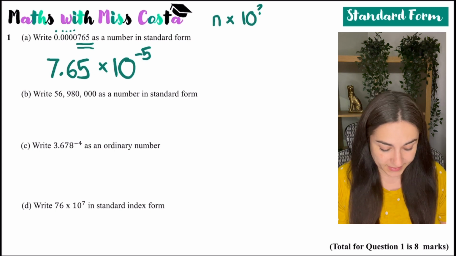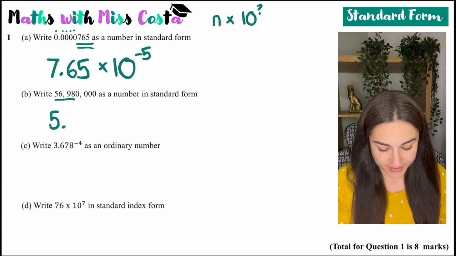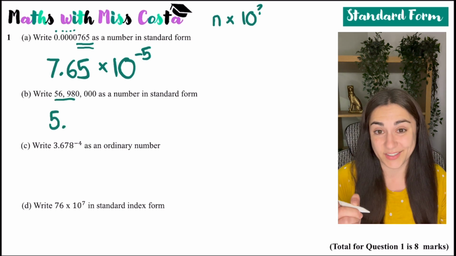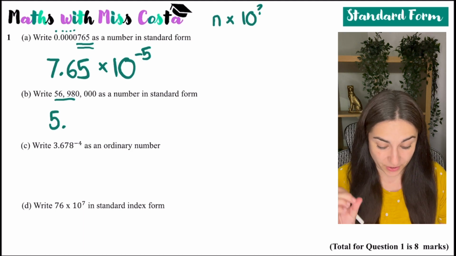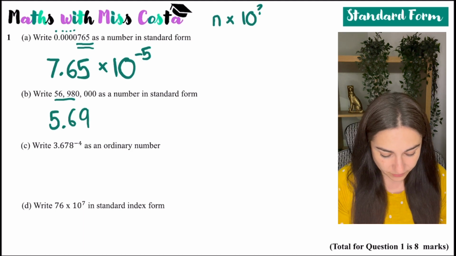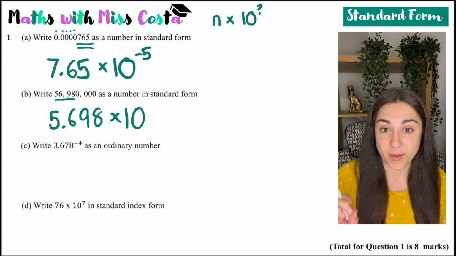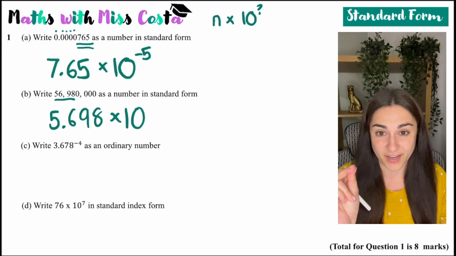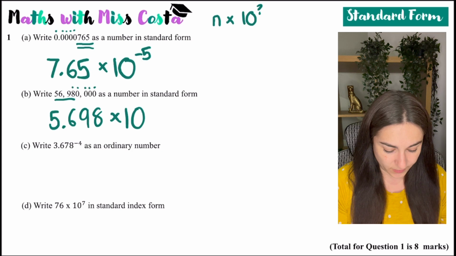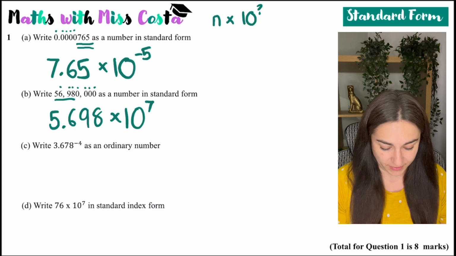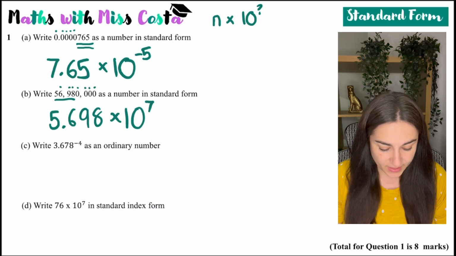With whole numbers, I'm going to similarly look at the digits and turn them into a decimal with only 1 digit before the decimal point: 5.698 times 10, and then I count the number of digits there are after the first digit. So 1, 2, 3, 4, 5, 6, 7, times 10 to the power of 7.